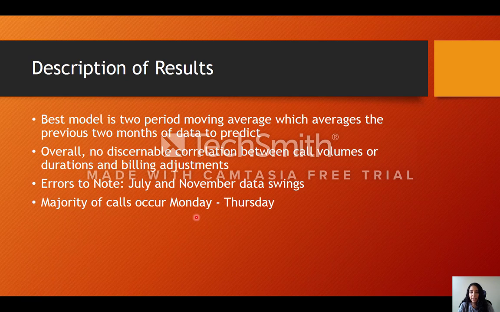We were able to determine that most of the calls do occur Monday through Thursday, so a lot less calls on Friday. You could staff a little bit later.